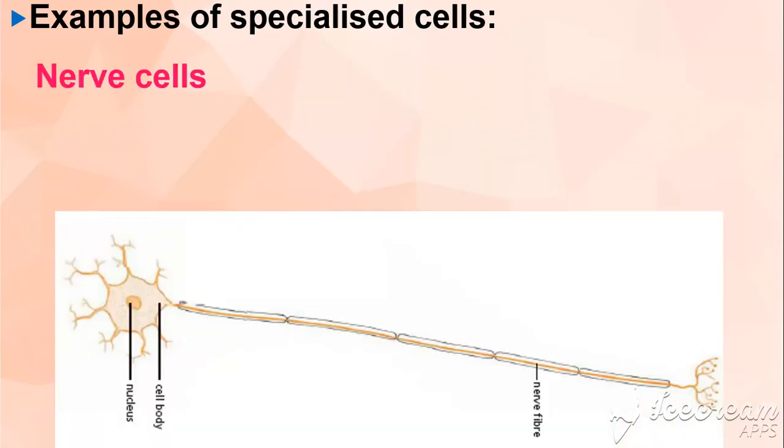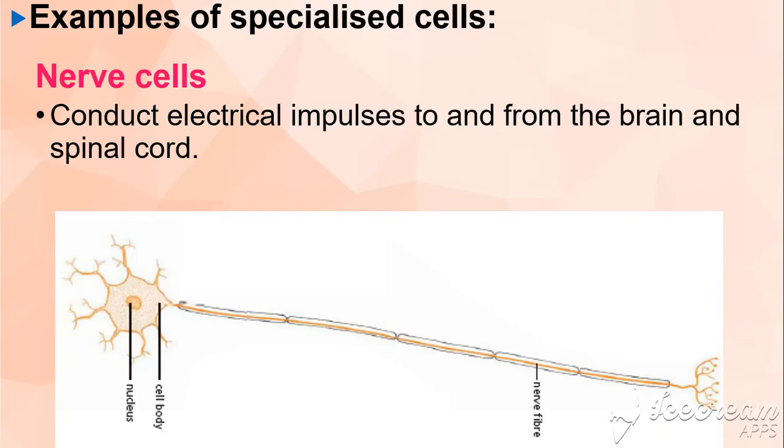Lastly, nerve cells are specialized for conducting electrical impulses along the fiber to and from the brain and spinal cord. The fibers are often very long and connect distant parts of the body to the central nervous system. Chemical reactions cause the impulses to travel along the fiber.